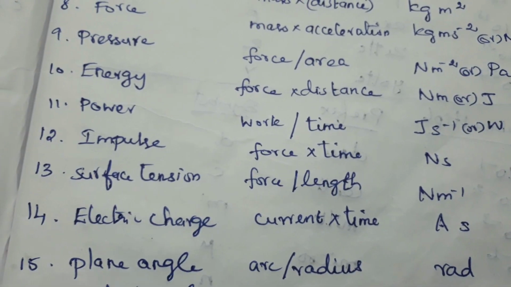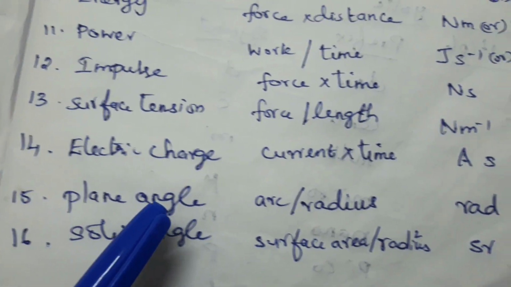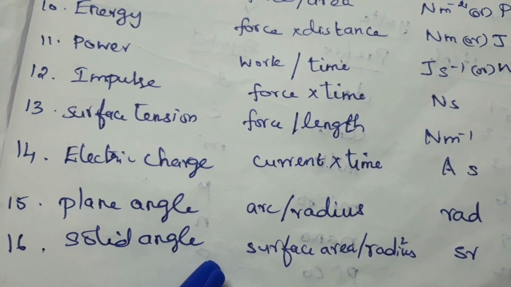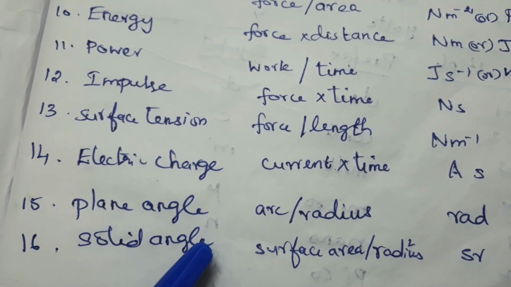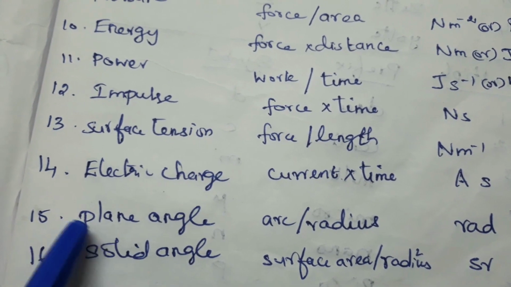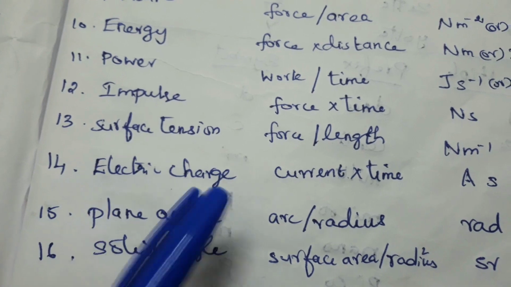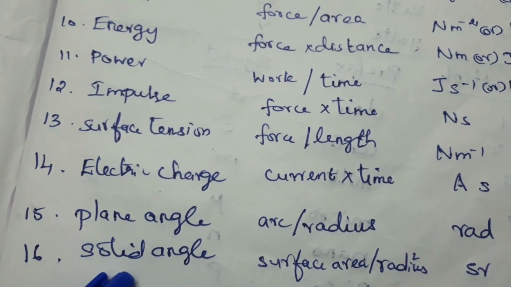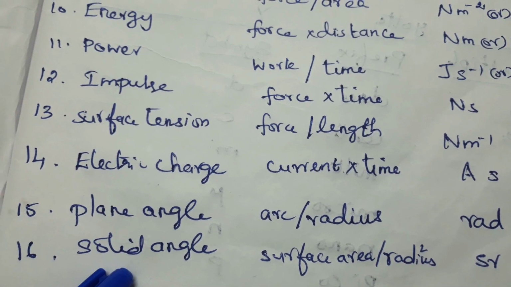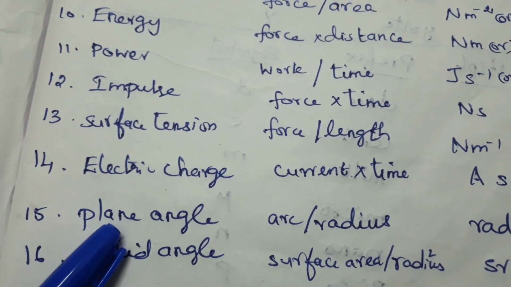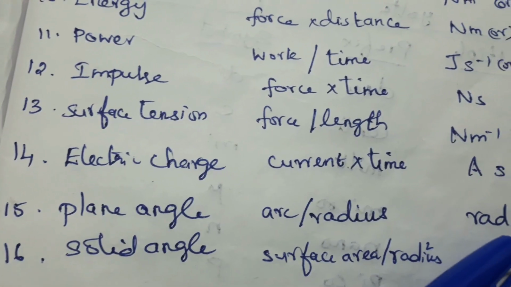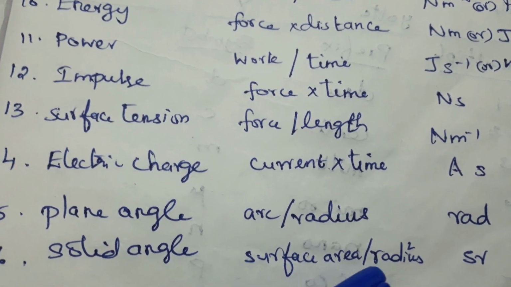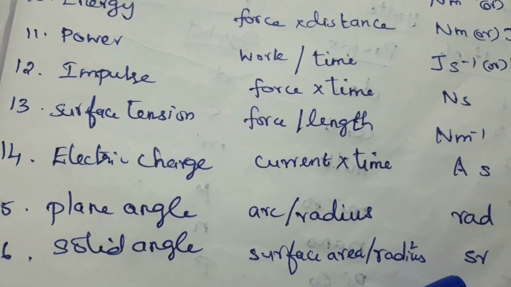Now, plane angle and solid angle. These two quantities are actually supplementary quantities which were converted into derived quantities in 1995. So what is the unit of plane angle? Plane angle expression is arc per radius. Unit is radian, symbol R-A-D. Solid angle is surface area per radius square. So the unit of solid angle is steradian.